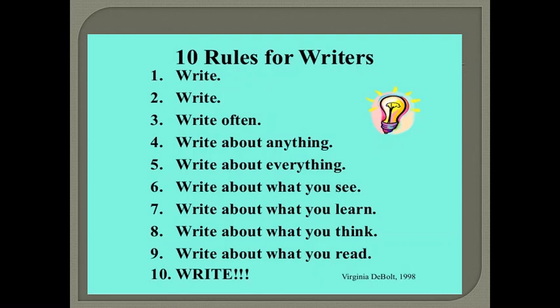What are the 10 rules for writers? Number one, write. Number two, write. Number three, write often. Write about anything. Write about everything. Write about what you see. Write about what you learn. Write about what you think. Write about what you read. Write.